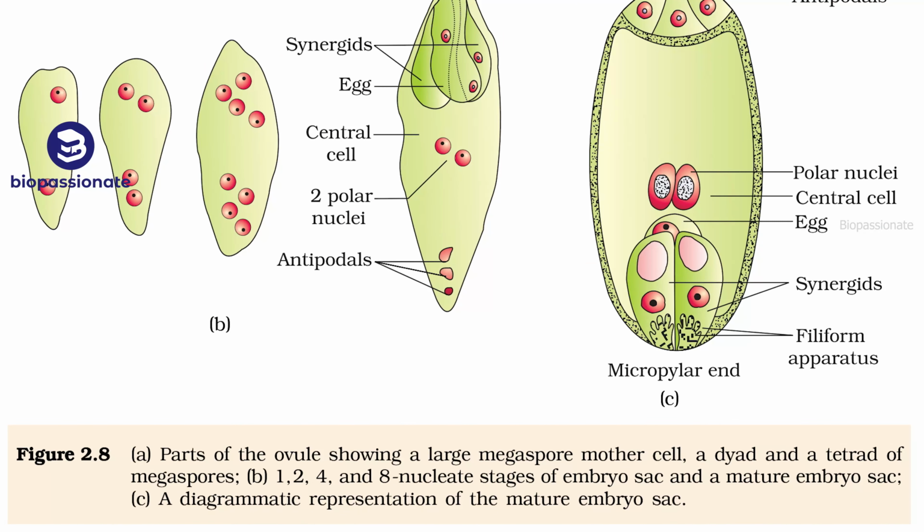Figure 2.8, A, parts of the ovule showing a large megaspore mother cell, a dyad and a tetrad of megaspores. B, 1, 2, 4, and 8 nucleate stages of embryo sac in a mature embryo sac. C, a diagrammatic representation of the mature embryo sac.